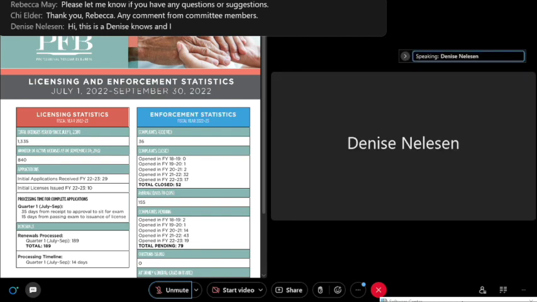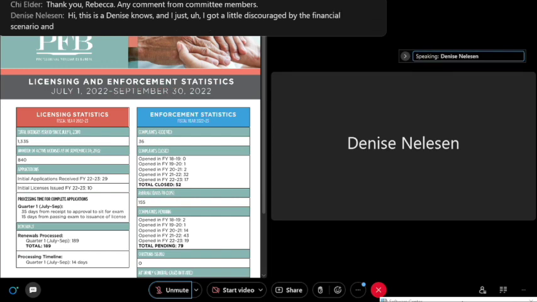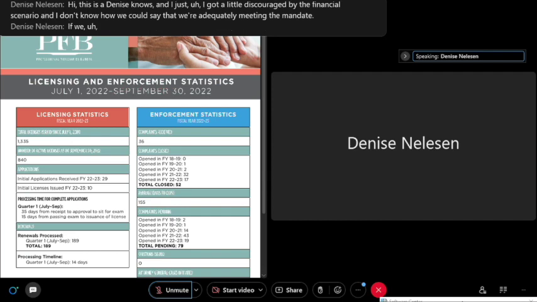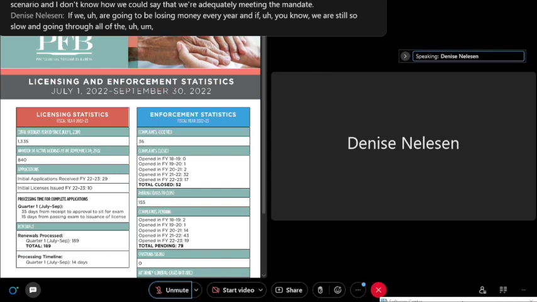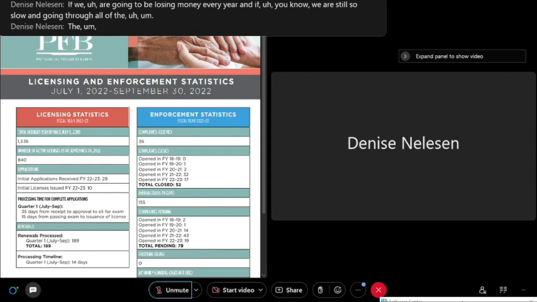I just got a little discouraged by the financial scenario. And I don't know how we could say that we're adequately meeting the mandate if we are going to be losing money every year, and if we are still so slow in going through all of the complaints.